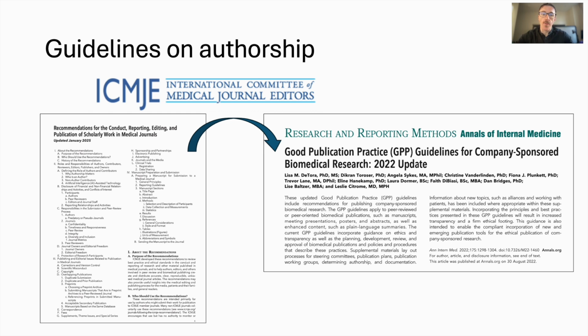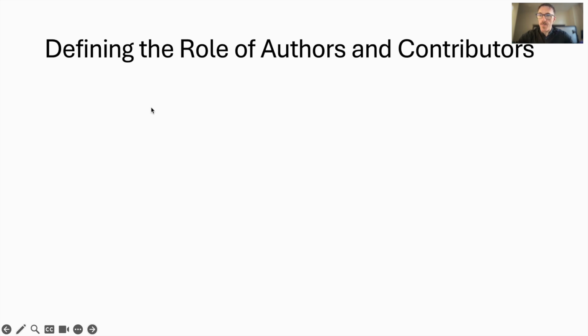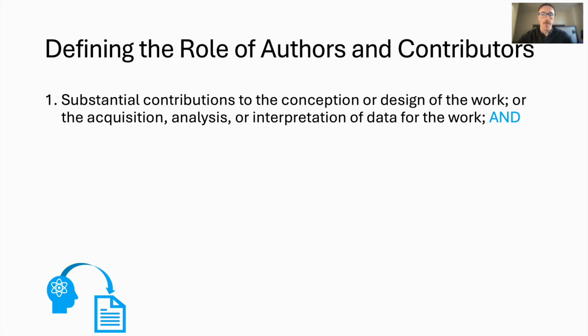So I'll provide an overview of the four considerations regarding authorship specified by the ICMJE when developing a medical research paper. So let's dive in. Number one, who is an author? Well, the ICMJE recommends that authorship be based on the following four criteria.